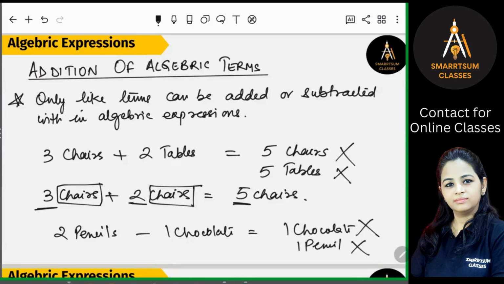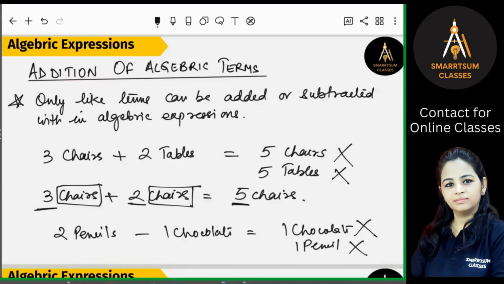Why is it not correct? Because both are different items. Both are different products. We cannot subtract chocolate from pencil. Yes or no? Right? So if somebody asks you, okay, subtract 1 chocolate from 2 pencil, you will laugh. How can I subtract chocolate from the pencil? Both are different things, right? Exactly in the same way, if the two terms are unlike, we cannot subtract them. Is that clear to everyone? So only like terms can be added or subtracted within algebraic expressions.